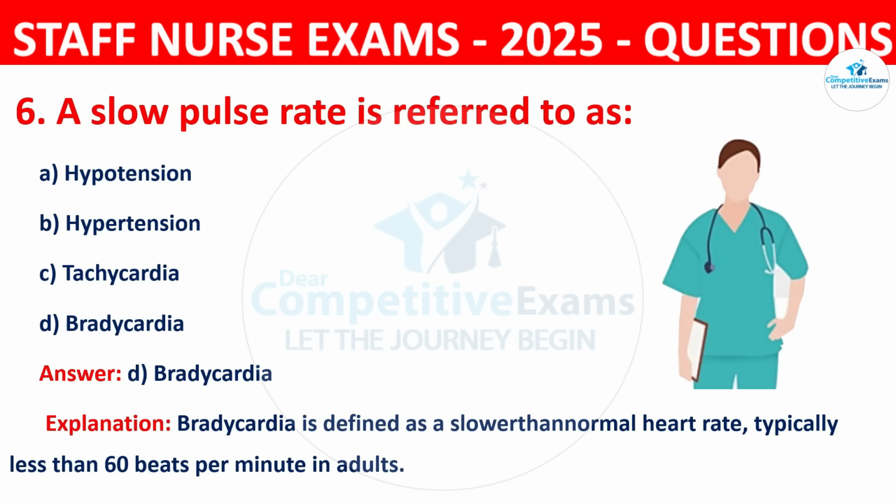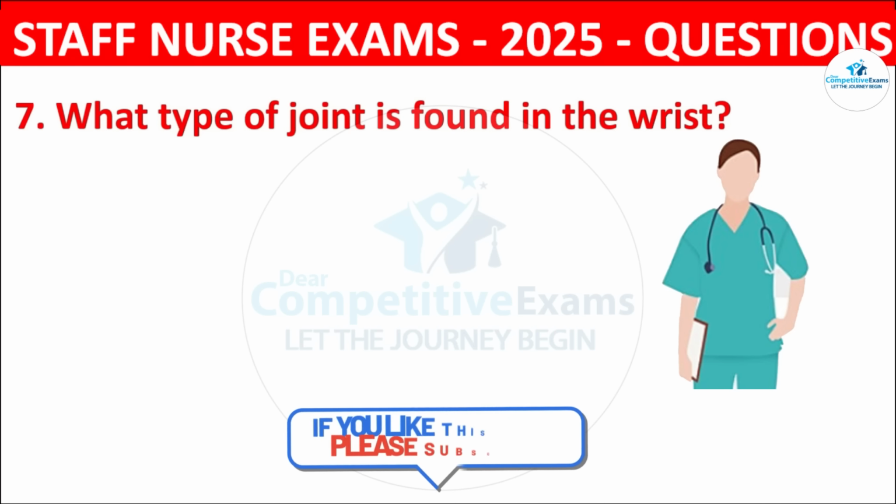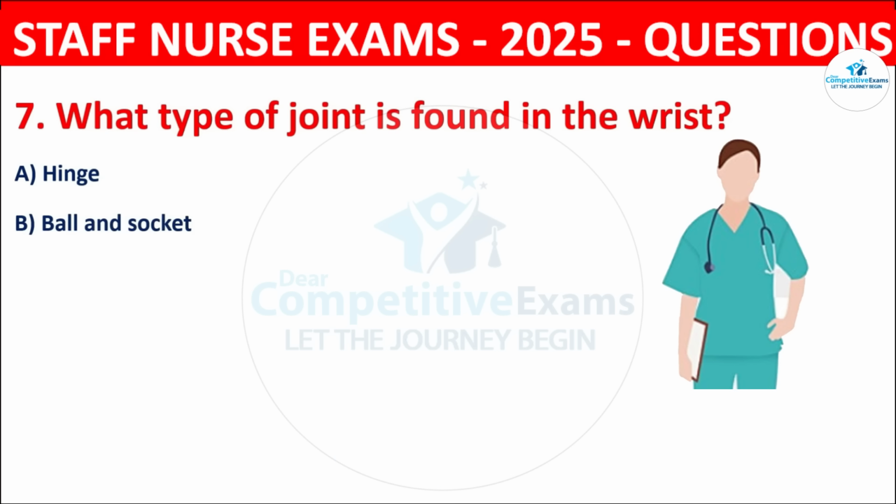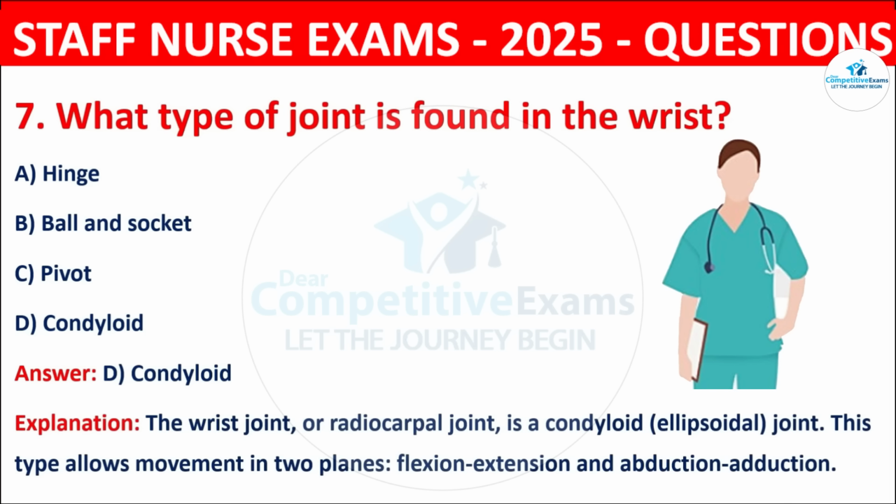Question number 7 for you. What type of joint is found in the wrist? Your options are hinge, ball and socket, pivot, or condyloid. The correct answer is D, that is condyloid. The wrist joint or radiocarpal joint is a condyloid joint. This type allows movement in two planes: flexion, extension, and abduction and adduction.